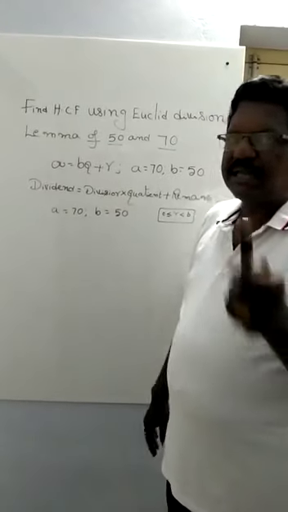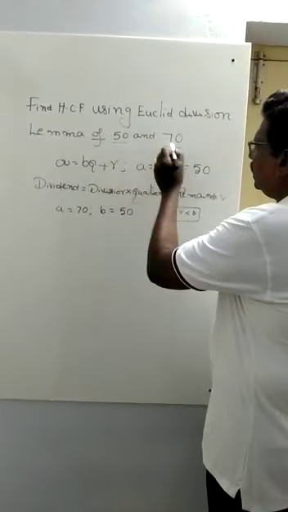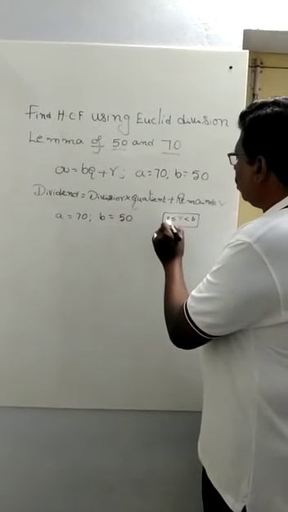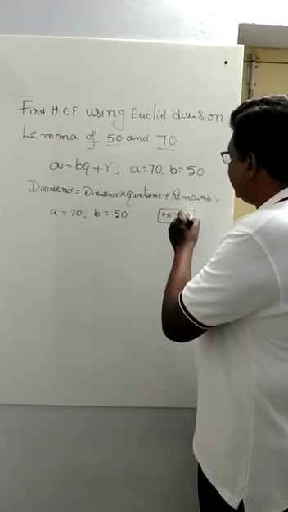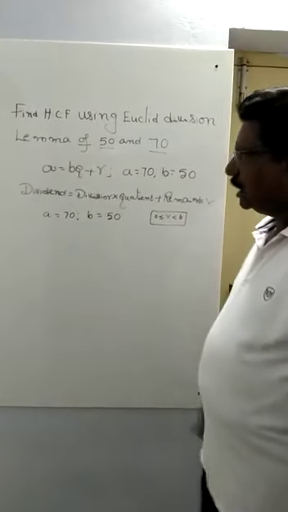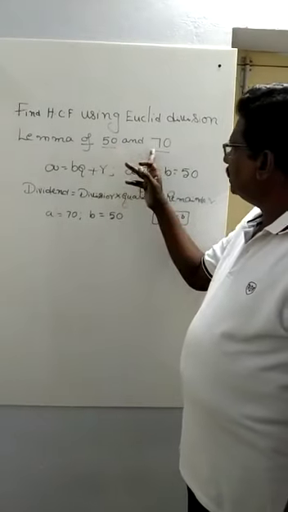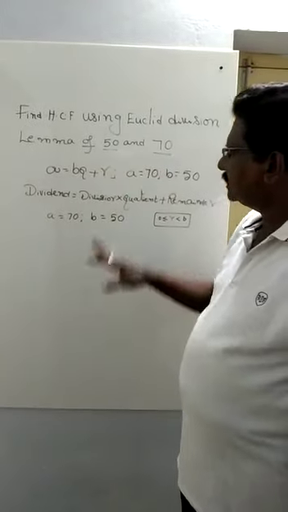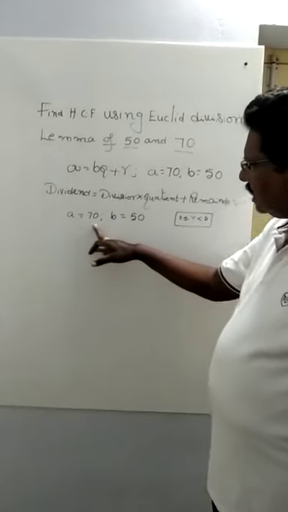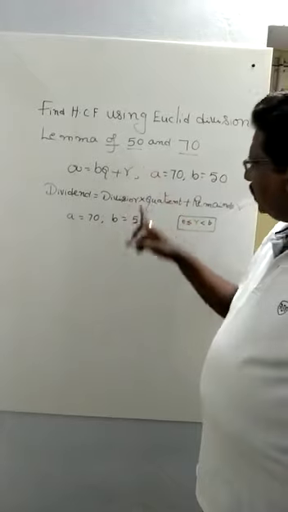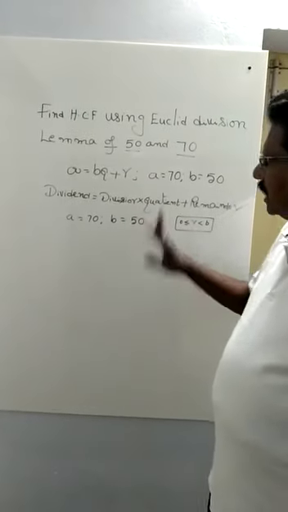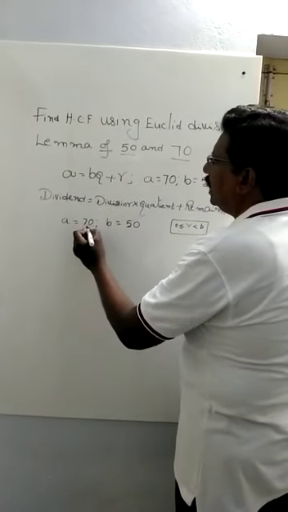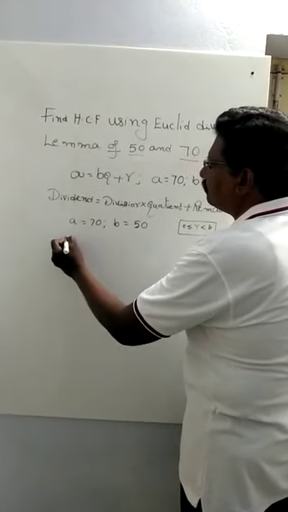What they give: find the HCF of 50 and 70. And R lies between, sorry, 0 is less than or equal to R, is less than B. The condition is between. Ee two numbers lo ekkuva pedda sankhya, which is the highest number we have to observe. 70 is the highest number, so it is called A, and 50 is called B. So then you have to write the A is equal to BQ plus R formula. A means what? 70.